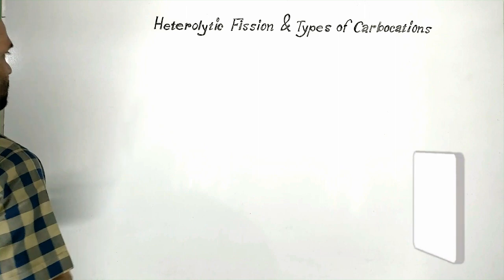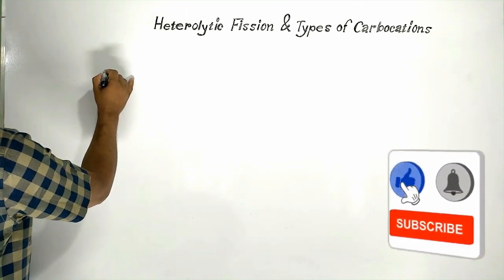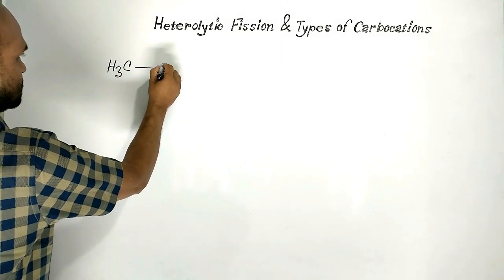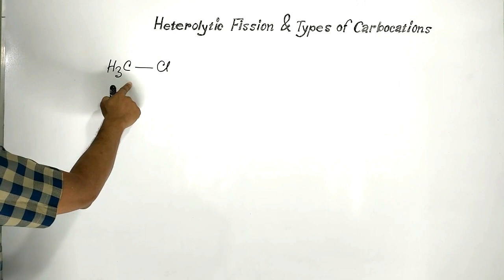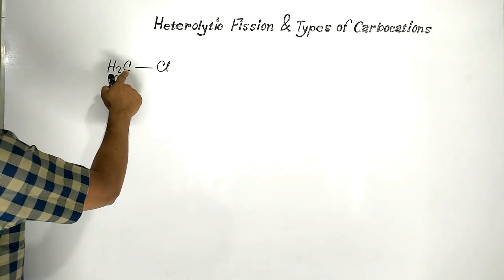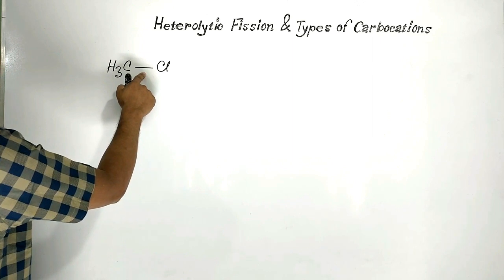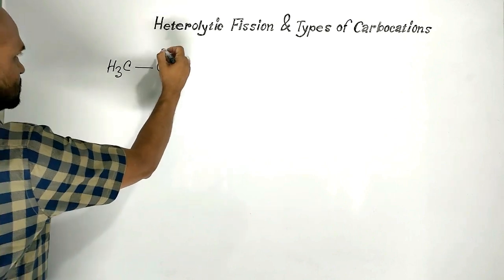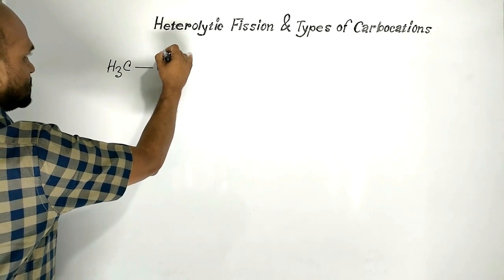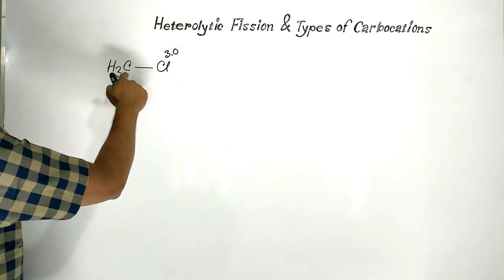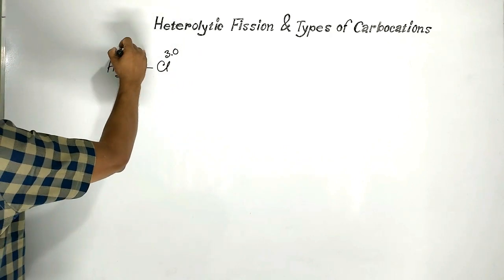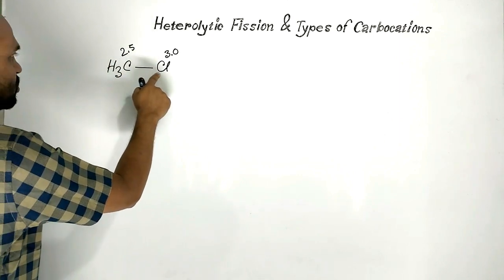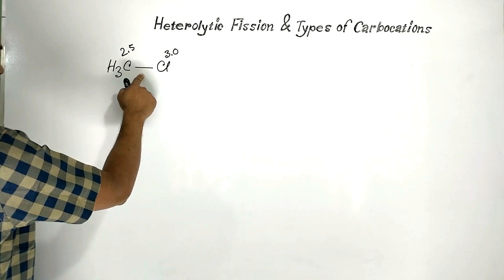Heterolytic fission. Let's see the matter. An organic compound, methyl chloride. Here, this carbon-chlorine bond is a kind of covalent bond. Again, it's a polar bond because electronegativity of chlorine is 3.0 and electronegativity of carbon is 2.5. That is why this carbon-chlorine bond becomes polar.